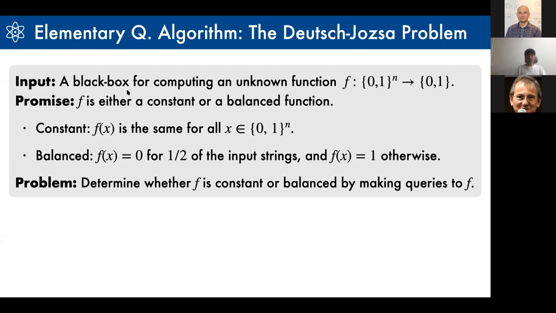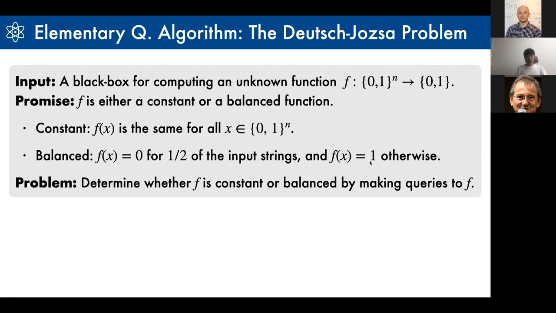Here we're given some unknown Boolean function that maps an n-bit string to a single bit. And for this Boolean function, there is a promise, so there is a structure to this problem: the function is either constant or balanced. Constant means the function outputs the same bit for any input. The input is an n-bit string, so there are 2 to the n possible inputs, and no matter what goes in, if this is a constant function, the output will always be the same. If this is a balanced function, then for half of the input strings the output is 0, and for the other half the output is 1. So the outcome is 50% of the time 0, 50% of the time 1.